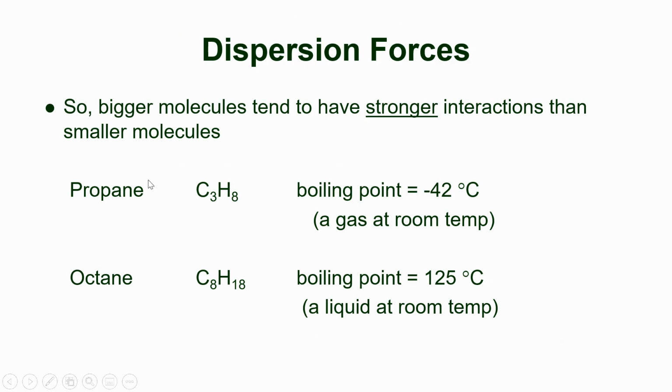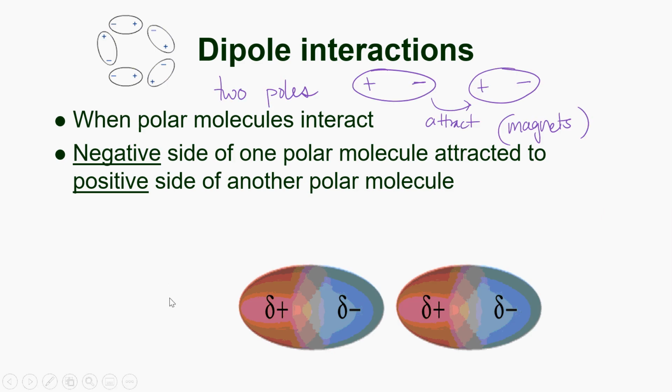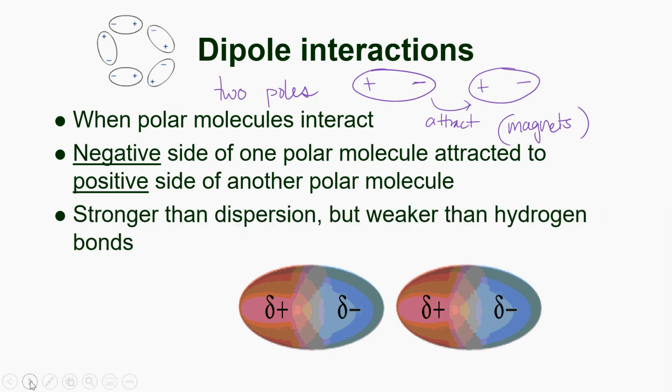Okay. Dispersion forces are in all molecules, and they tend to be a little bit weaker. Dipole interactions are only in polar molecules, and they're a little bit stronger. But the strongest of all the forces is hydrogen bonds. Let's go look at that one next.